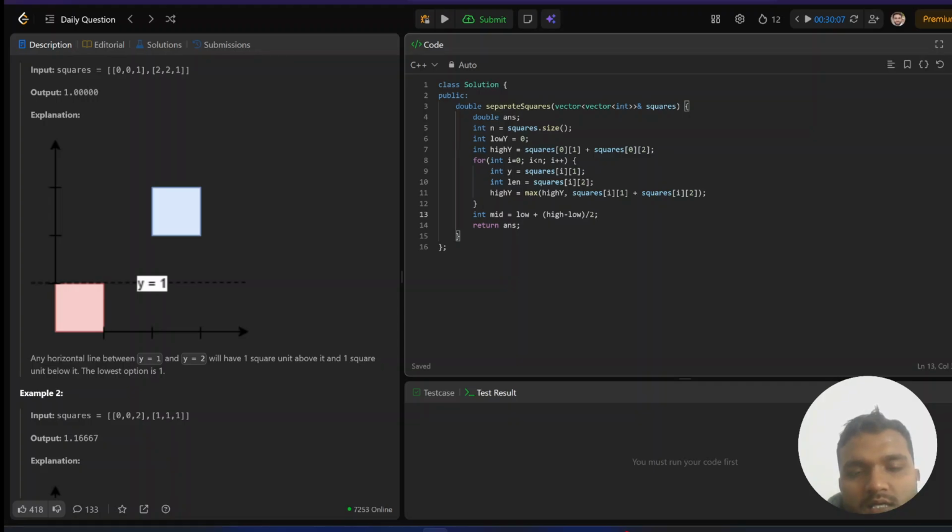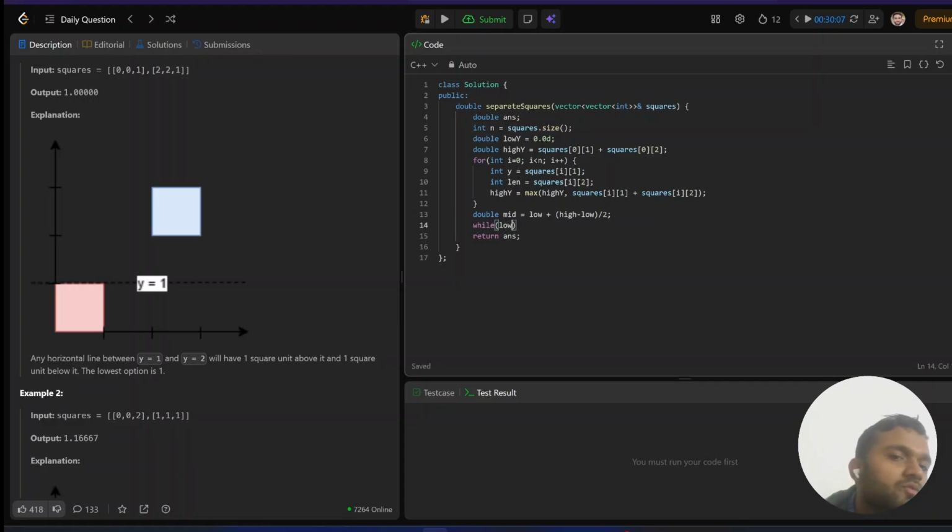But as the answer can be a double, we will start with double, 0.0. So in this way we have a mid now. We have to calculate the upper area and the lower area. So let me use that traditional binary search approach.